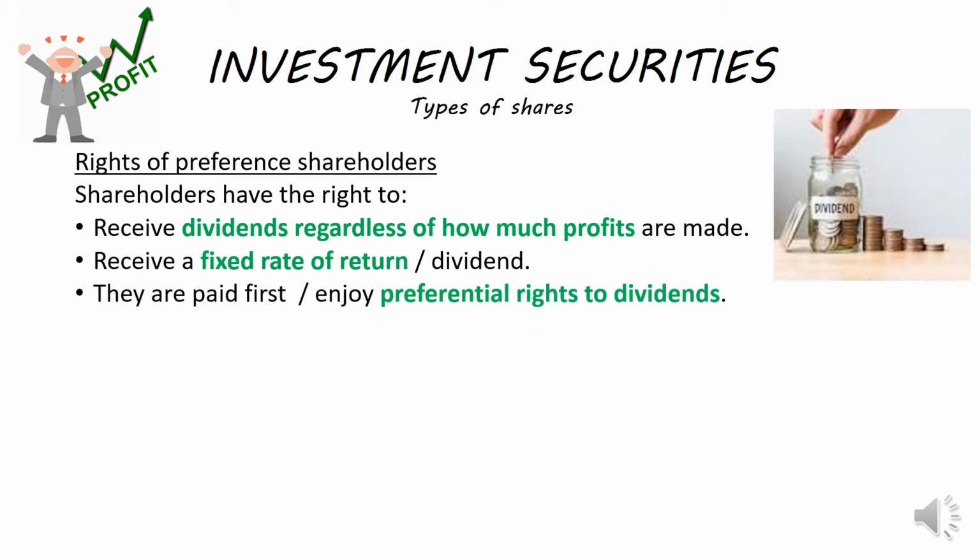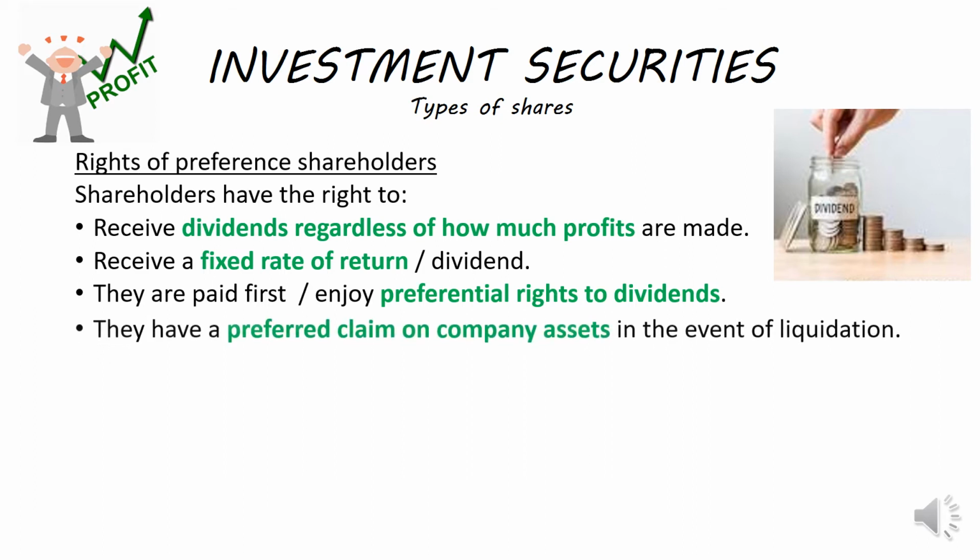Right, they are paid first or enjoy preferential rights to dividends. Okay, so obviously if the company made only a small amount of profit, they will always pay the preferential shareholders their dividends first. And then if there is not enough profit left to distribute to the ordinary shareholders, during those years, the ordinary shareholders simply will not receive a dividend. All right, so even in terms of dividends, they have a preferential right to receive their dividends.